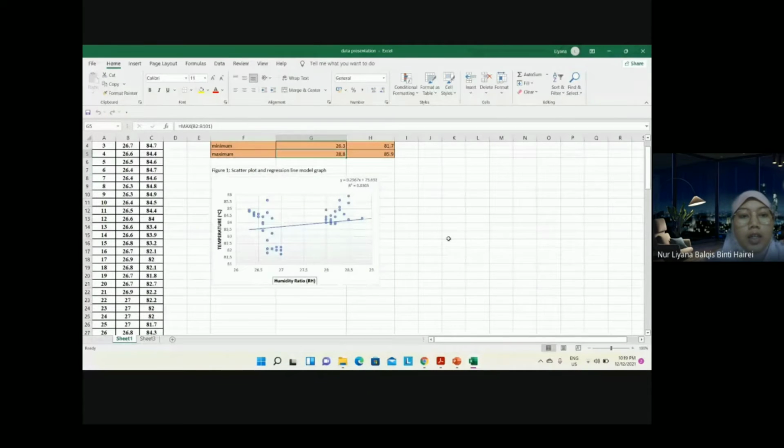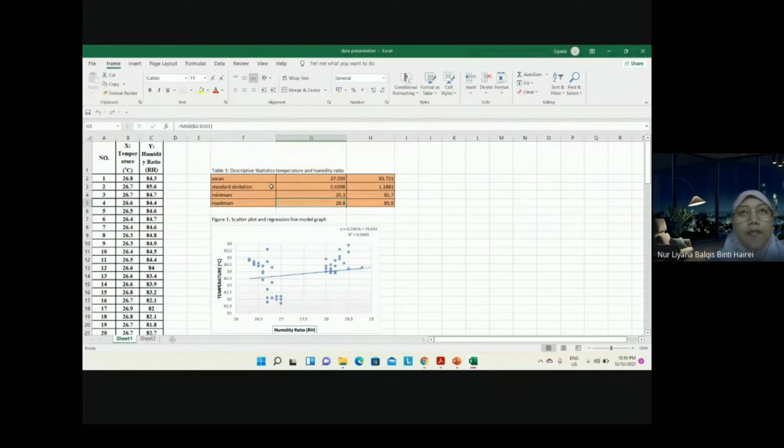We have 9 questions in total. For the first question, we need to find the mean, standard deviation, and minimum and maximum. For the mean, we use the AVERAGE formula. For standard deviation, we use the STDEV.S formula. For minimum, we use the MIN formula. For maximum, we use the MAX formula.